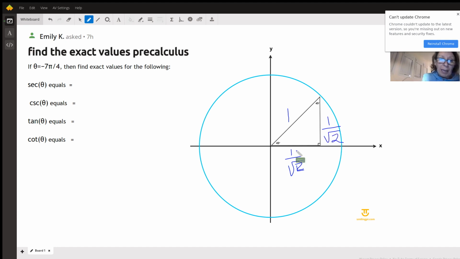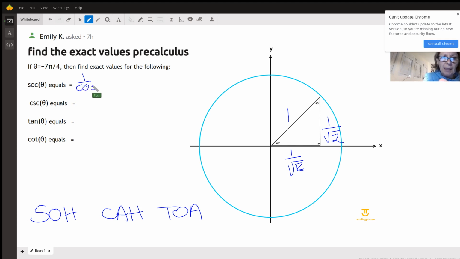The other thing we're going to have to know is our good old SOH CAH TOA. And we do need to know that secant is 1 over cosine. So again, from our CAH, we know cosine is adjacent over hypotenuse. So in this case, we need to do the reciprocal. So it's going to be the hypotenuse over the adjacent.